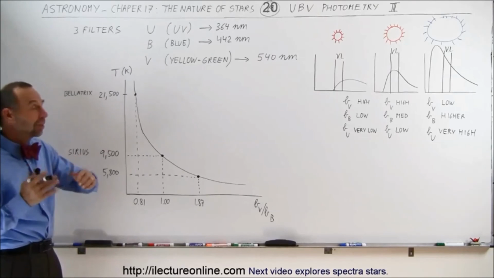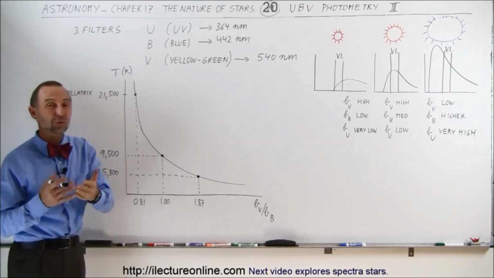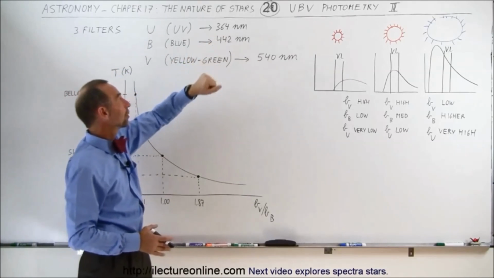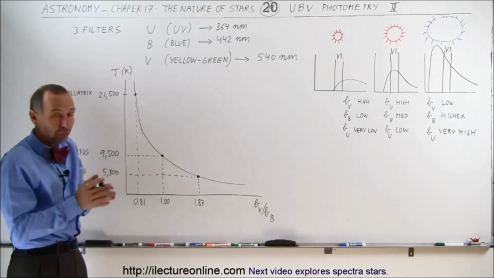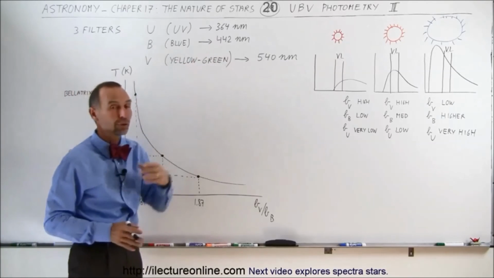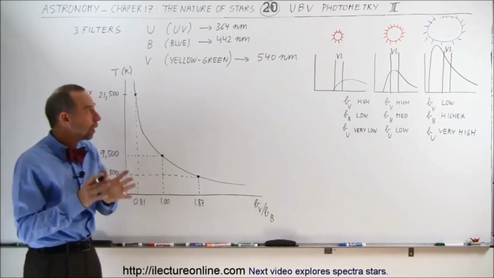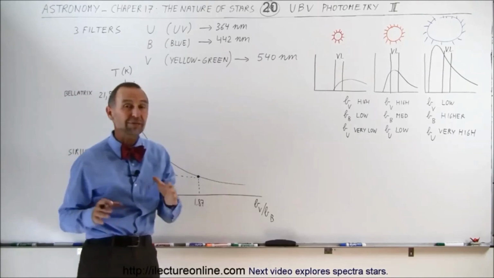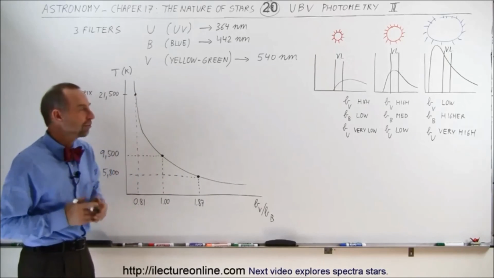Here's our third video on what we call the UBV photometry. And notice again, just as a summary, we have three filters that we use. A U filter that predominantly lets through what we call ultraviolet radiation, centered around 364 nanometers. The blue filter predominantly lets through blue light, and not so much the rest of the visible spectrum or UV spectrum, centered around 442 nanometers. And the V stands for yellow, green filter or visible light filter, predominantly centered around 540 nanometers, which is the wavelength that our eyes are most sensitive to.